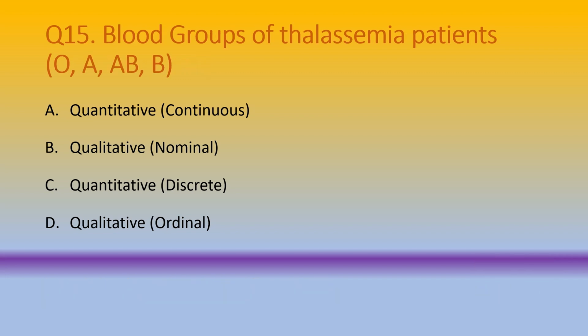Question 15. Blood groups of thalassemia patients: A, O, AB, and B blood group. Option A is quantitative continuous variable, option B is qualitative nominal, option C is quantitative discrete, and option D is qualitative ordinal variable. The answer of this question is qualitative nominal variables because there is no ordering in blood group.